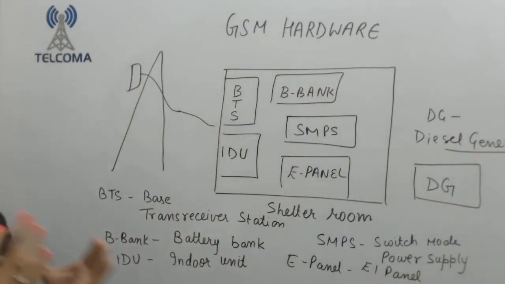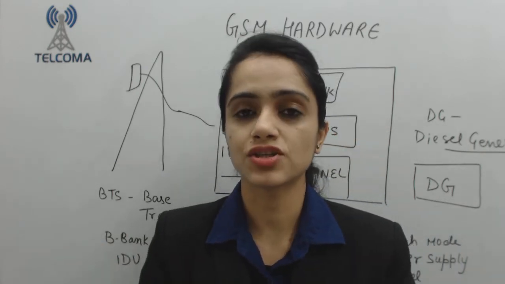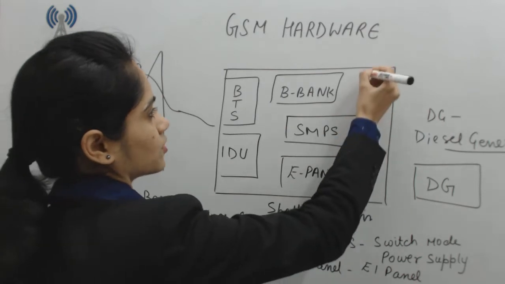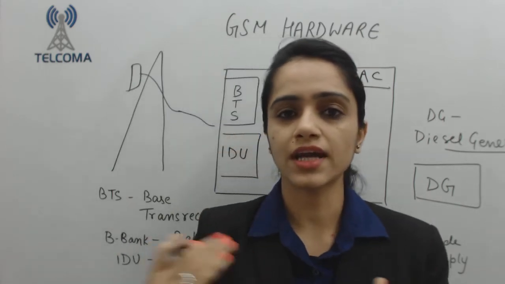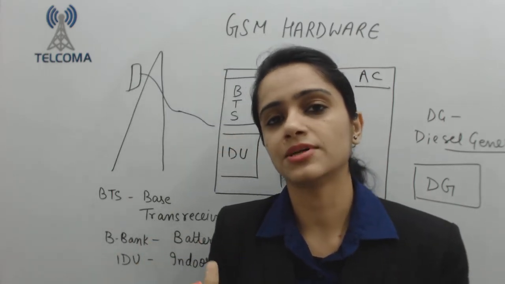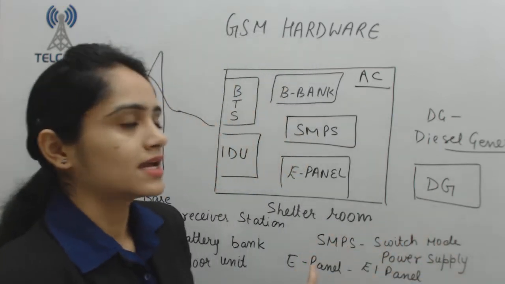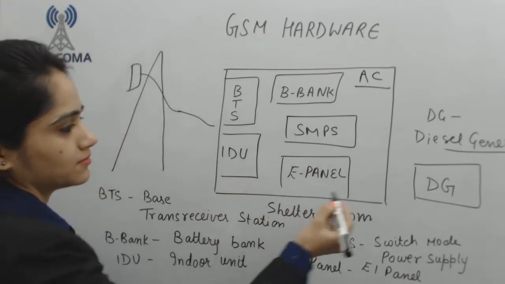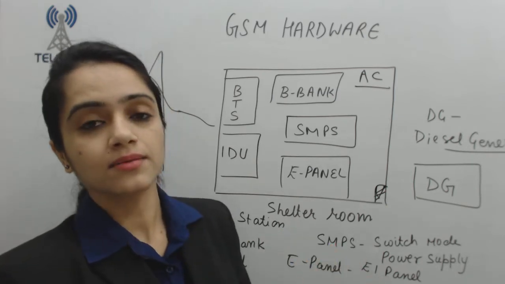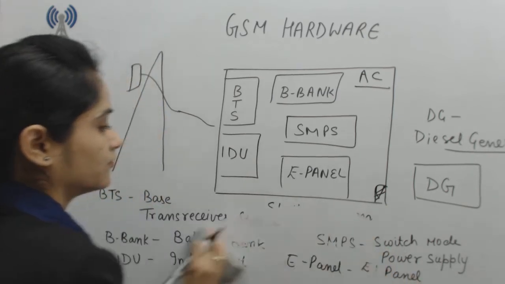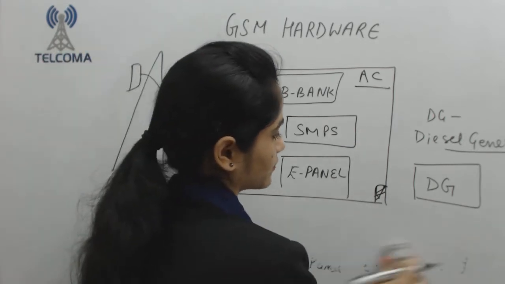Now, the BTS is kept in a room, and that room is known as the shelter room. We require to maintain the temperature of this room. That's why we require a proper AC and coolants in this room, because each and every component is working and radiating heat, and that heat will damage my system. So in order to maintain the temperature, we require AC in the system, and the door should be closed with a warning sign. That means we do not have permission to enter that room. If we want to work on it, we require to take permission so that we can enter the room.